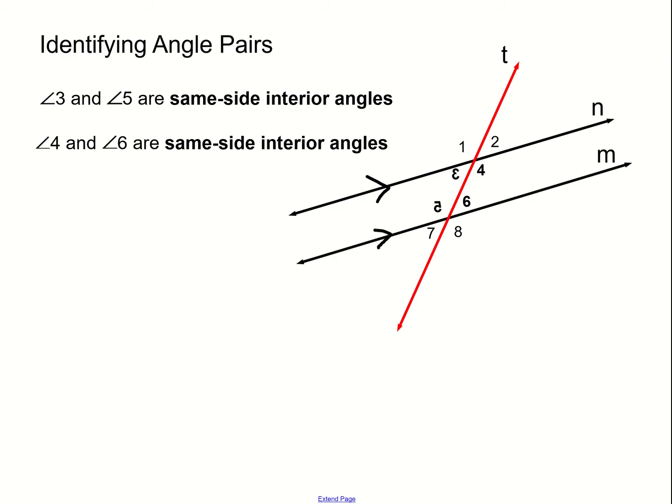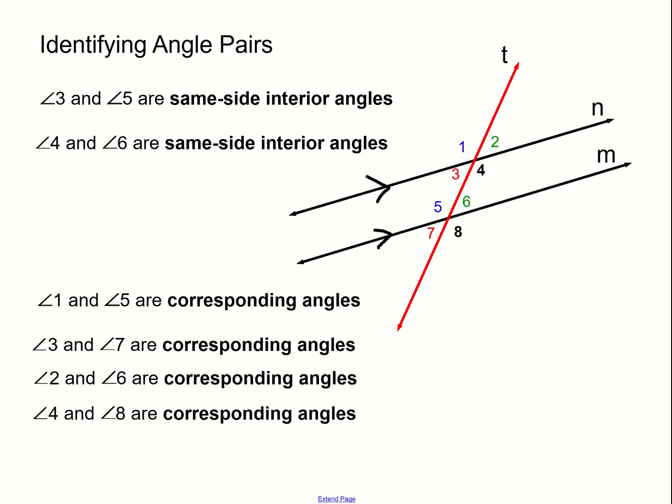So now let's talk about the same side. If they're on the same side of the transversal, we call them same side angles, right? So angle 3 and angle 5 are same side interior angles because they're on the inside. Angle 4 and angle 6 are same side interior angles as well.